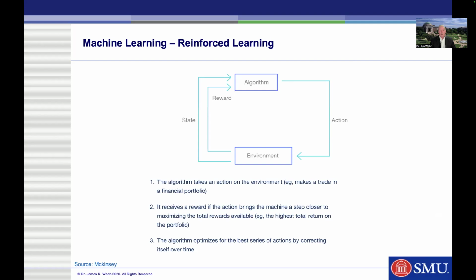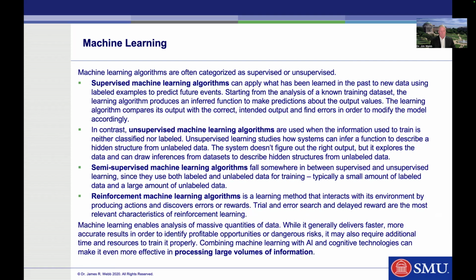Machine learning, reinforced learning. So here, the algorithm takes an action from the environment, like say it makes a trade in a financial portfolio, and then we see what it does. It receives a reward if the action is a step closer to maximizing total rewards. So it actually did pick the right stock or pick the right bond or whatever, and it went up and made the portfolio more robust. And so the algorithm here optimizes the series by correcting itself over time so that it continually does a better job of giving the proper output. You see this a lot on Wall Street with program trading and stuff like that.